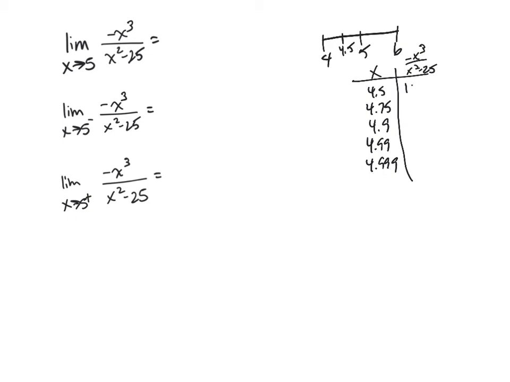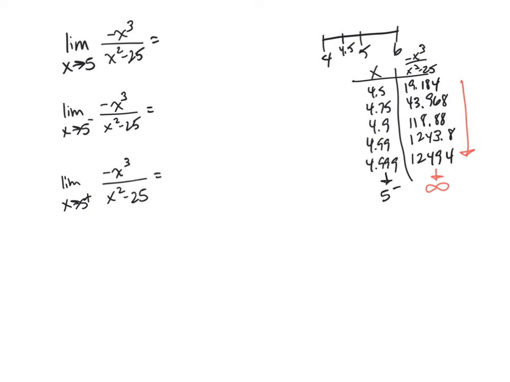So I get 19.184, 43.968, 118.84, 1,243.8, and 12,494. We can see that these are getting larger. They're growing without bound. And so, in fact, this is going toward positive infinity, getting larger and larger and larger. So as we approach 5 from the left, we go toward positive infinity.